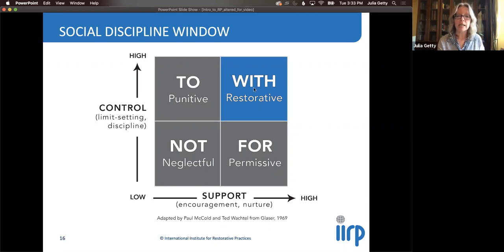And then of course, the high control, high support box is the with box. That is where you know you're being restorative, and we will often use that terminology as sort of a shorthand for being restorative. Are you being with right now, or are you being to, or are you being for? So you will hear us talk a lot about that.